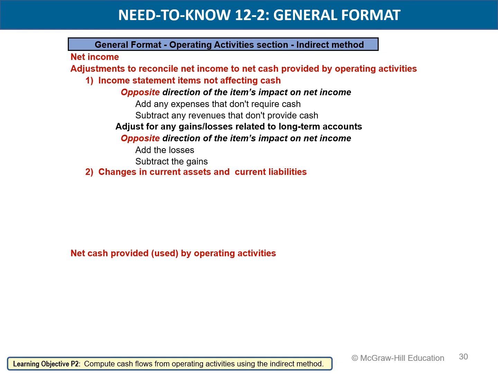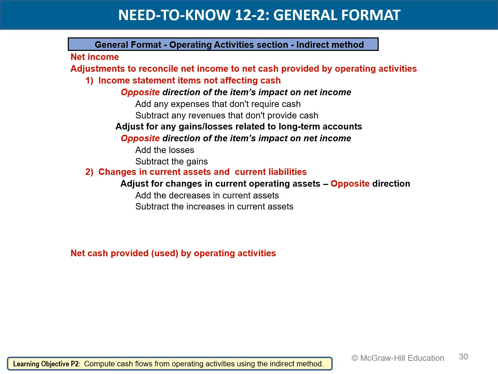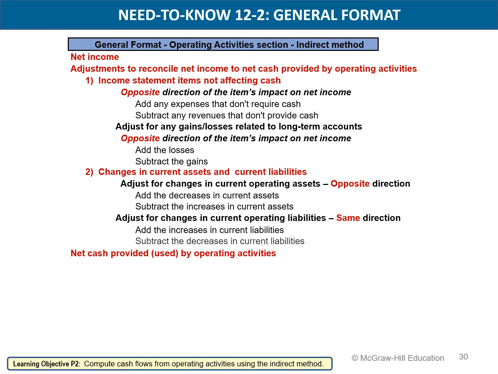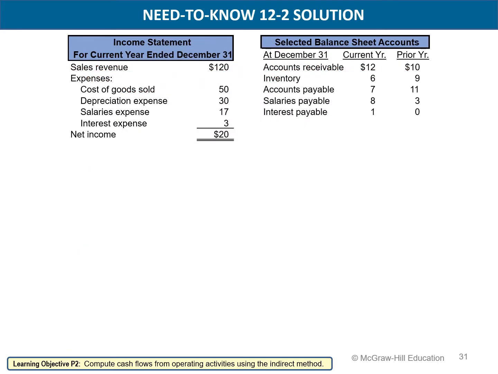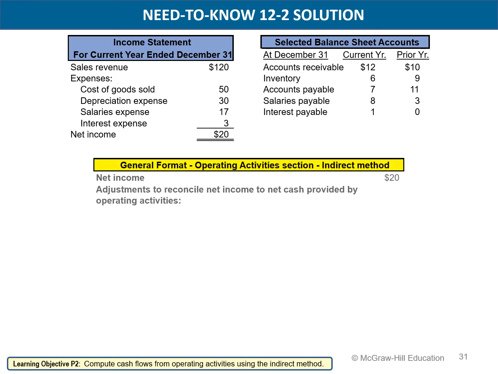Then we have our changes in our current assets and current liabilities. Adjust for changes in current operating assets in the opposite direction. Add decreases, subtract increases, right? Then we add the changes for current operating liabilities. Those go in the same direction. So we add increases and we subtract decreases. And then we get our net cash provided by or used by operating activities. Okay, all right. So let's start with net income.